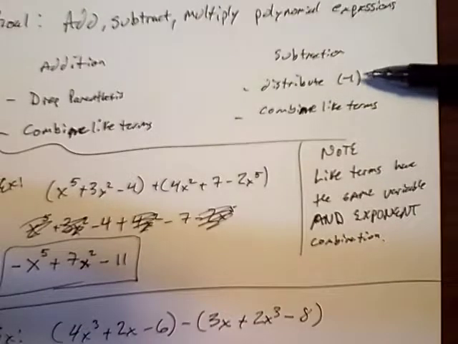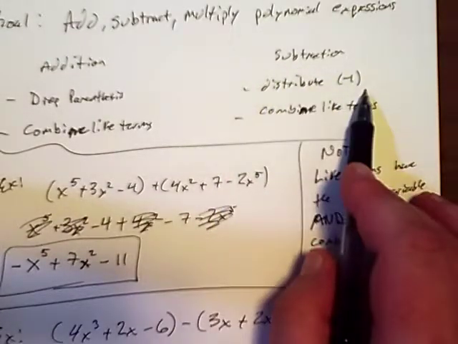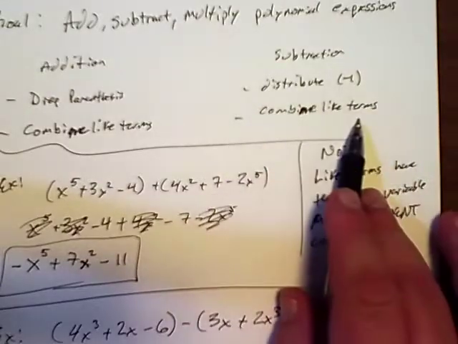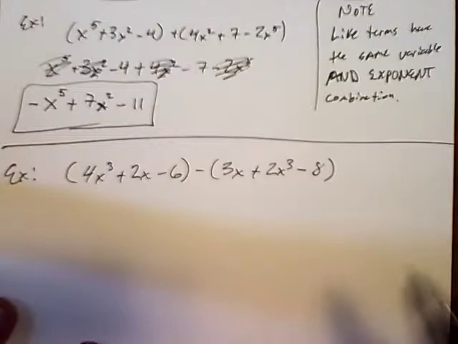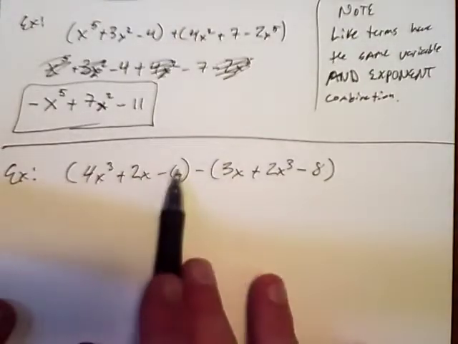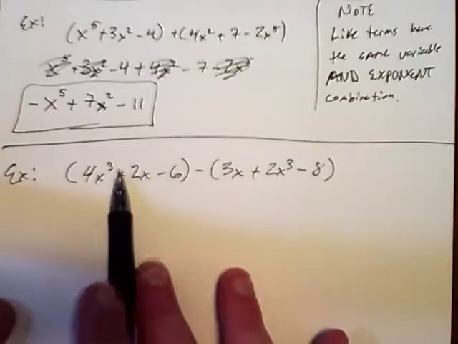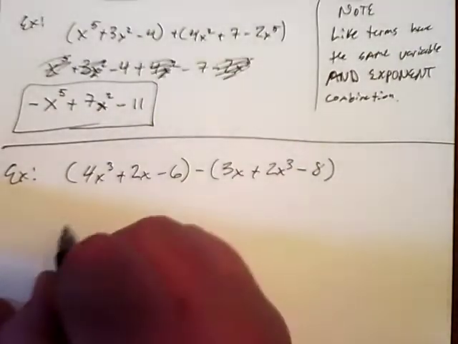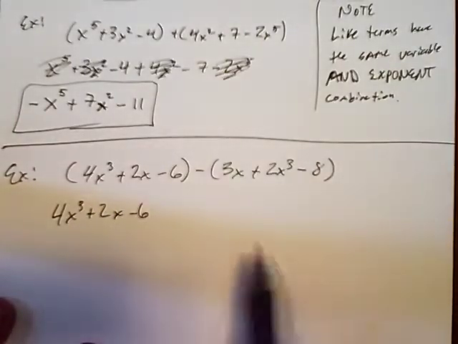And if we take a look at our steps here, with subtraction, I have to distribute the -1 first, and then I can combine like terms. So let's take a look at what happens here. Where is this -1 and where do I distribute? Well, here, this is a positive term, so I don't need to distribute anything to this first polynomial. So for the first polynomial, I'm simply just going to drop the parentheses, and I end up with 4x to the third plus 2x minus 6.